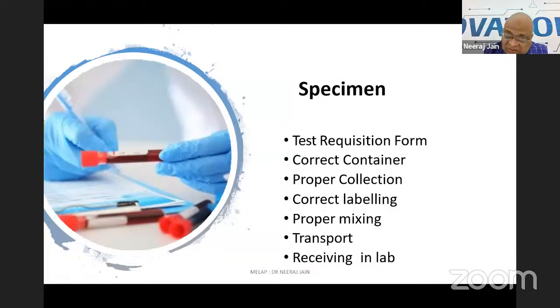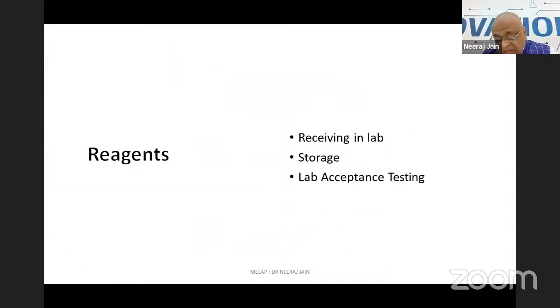For this, you have to define a procedure: what all needs to be checked and monitored, how you are receiving samples in the laboratory, what all needs to be checked. For all these things, you have to develop guidelines and keep a record of who has collected a sample, who has received a sample, and how a sample is transported.